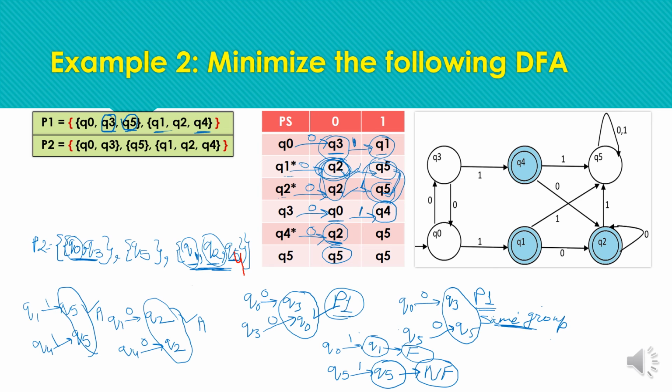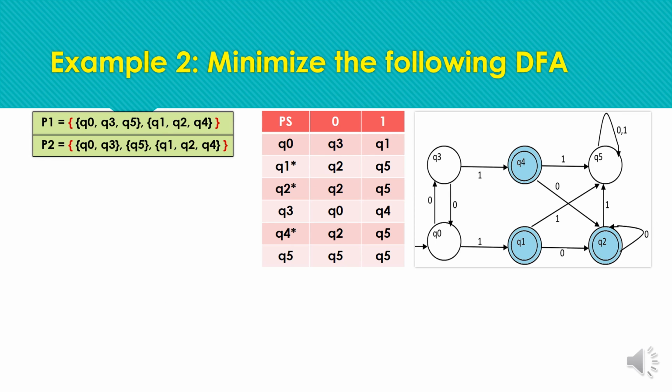Now let's check whether we can further divide this grouping, whether we can further split these partitions into more groups, as partition 3. Now let's find out partition 3. We are taking partition 2 as the input for partition 3.